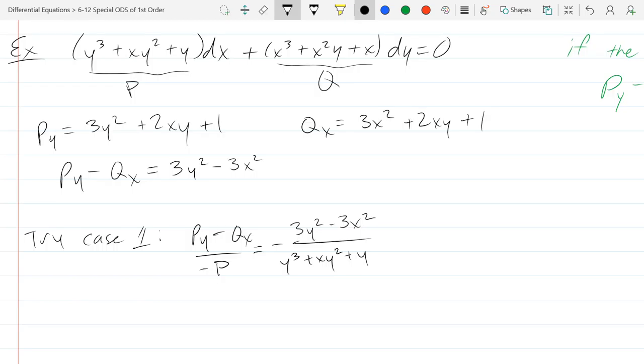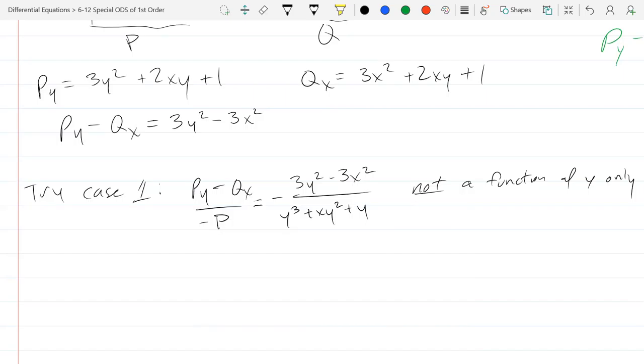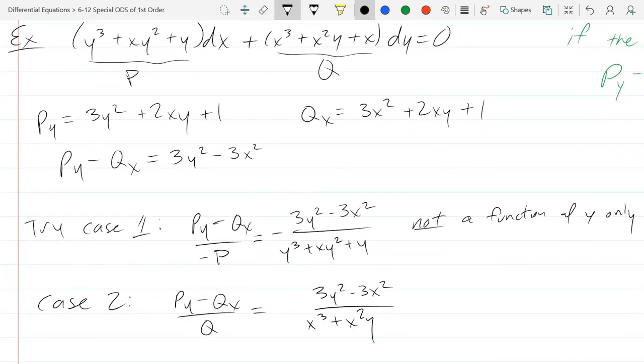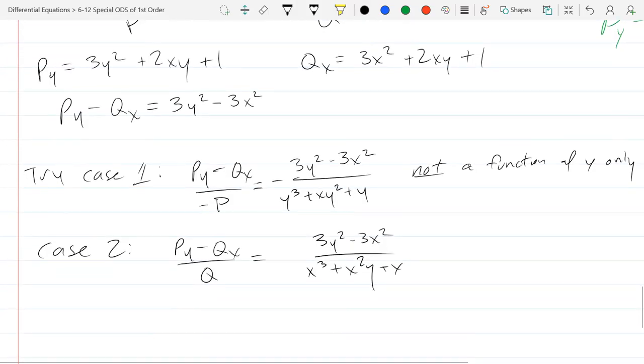So in case one, is this a function of y only? No, I don't think there's a nice way to get those x's out of there, so that's not a function of y only. So that's case one. I'm going to try two, which is py minus qx over regular q. 3y squared minus 3x squared, divided by x cubed, x squared y plus x. All right, definitely not a function of x only.